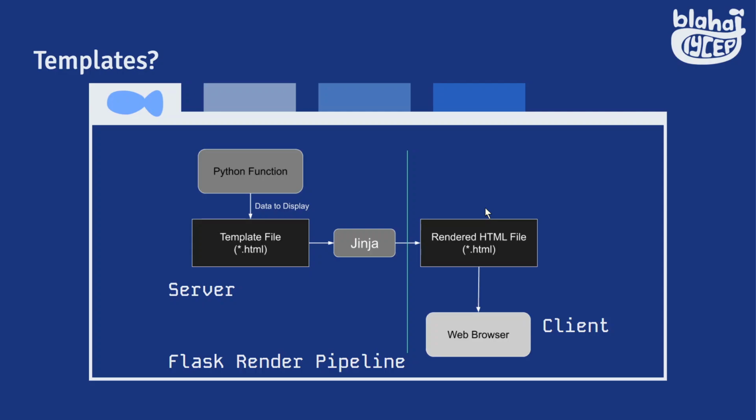So for Flask, which is the service that we're using, you will have your Python functions, which will call template files, and your renderer, which is called Jinja. What Jinja does is it will look for Python code-like template markers, and execute the Python code to give you a rendered HTML file, which is just pure HTML, and it sends that to your server.